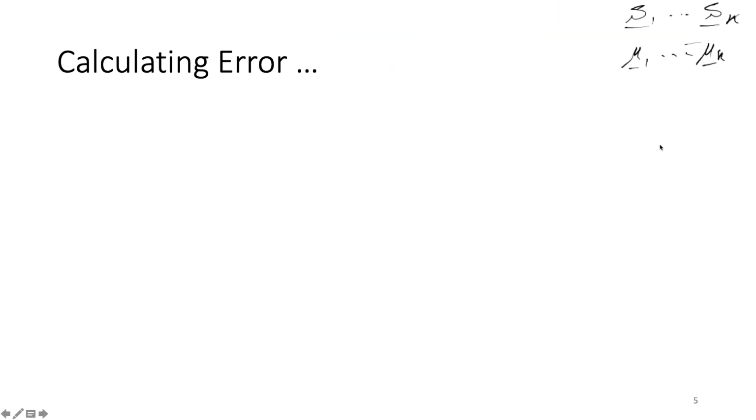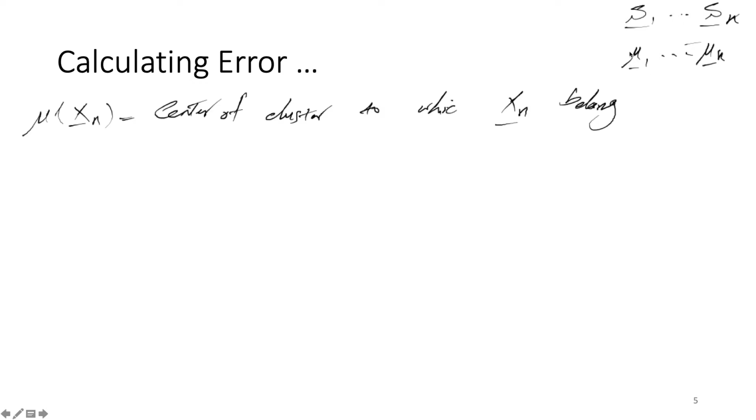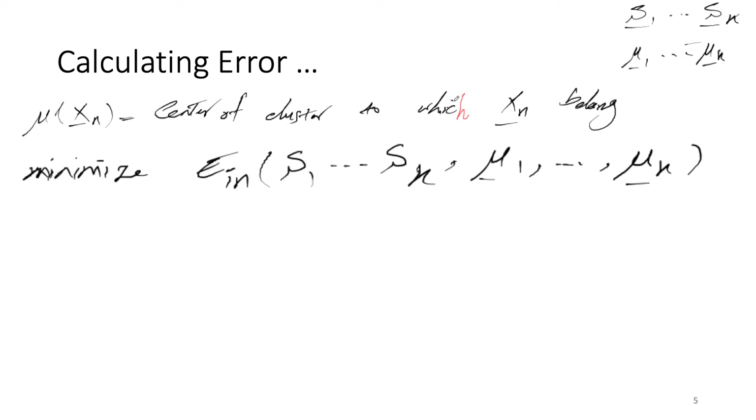So now, given this number of clusters, S1 up to SK, we have K clusters and K center points. We want to calculate the error. So mu of xn, as I mentioned, is called the center of the cluster to which xn belongs. If you want to formalize it, in general we would like to minimize this error for all the clusters.